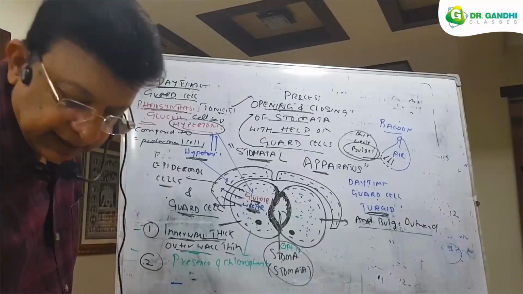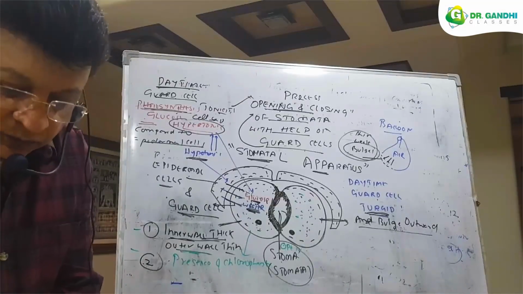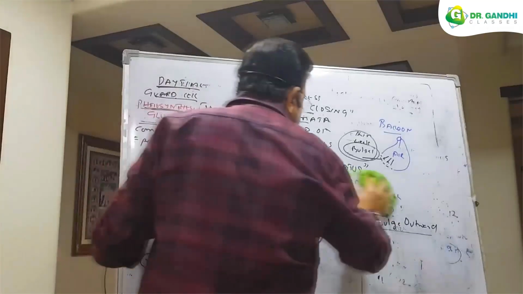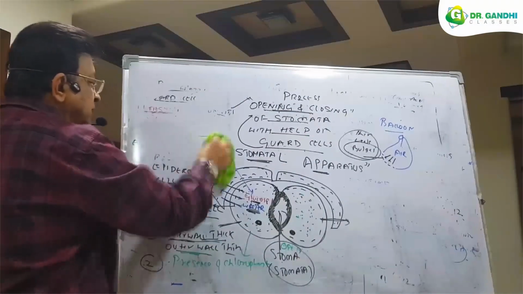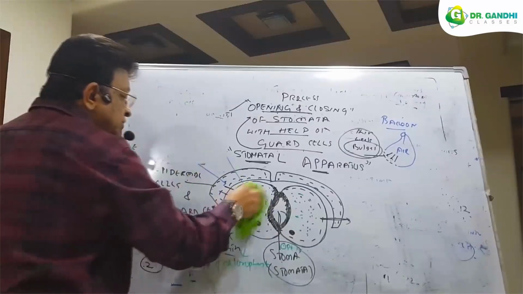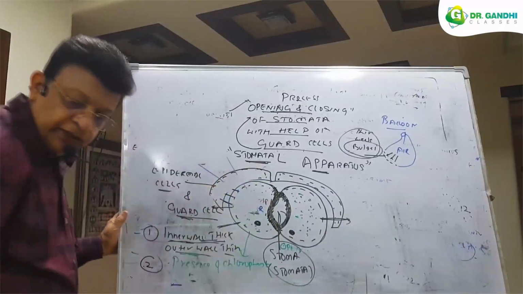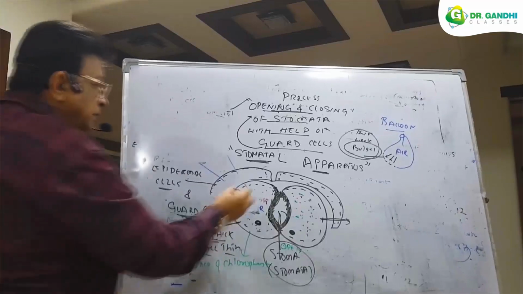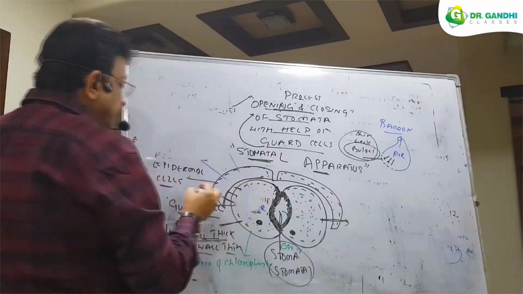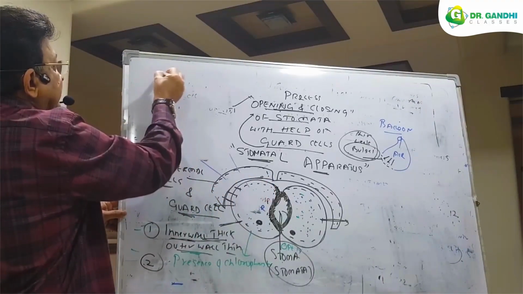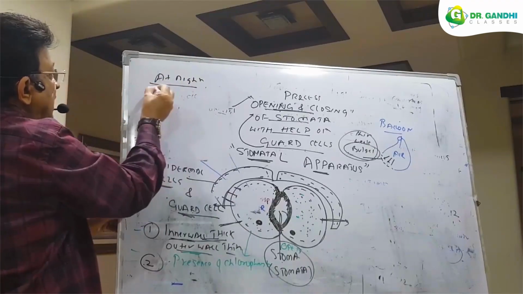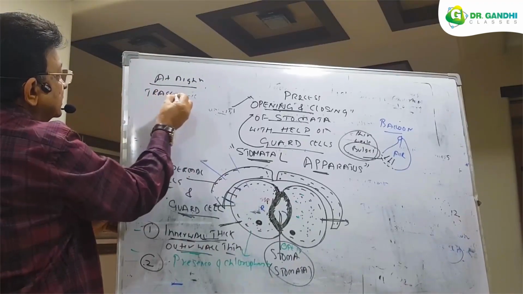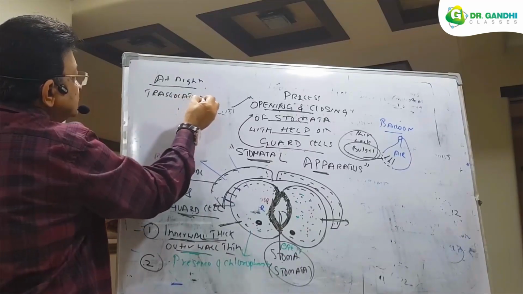The opposite happens at the time when photosynthesis does not occur. So at night time we will see now what happens. So now we change all this understanding into night time. So we begin at night. A process called translocation occurs. What is translocation?